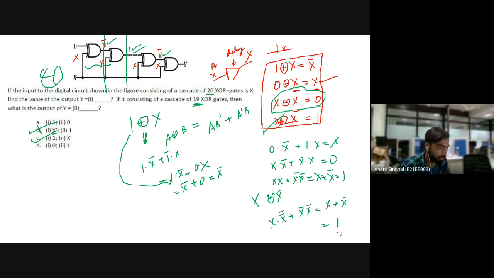So the correct answer to this question is option C. This is the correct answer. Is it fine now? Shall I proceed, or do I need to explain anything else? Okay.